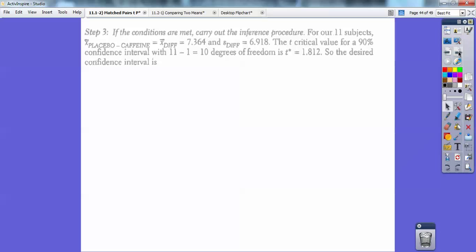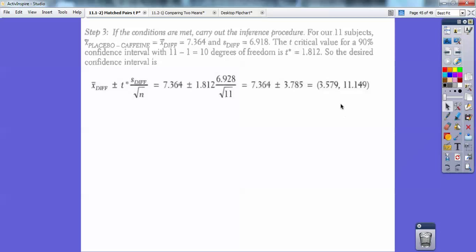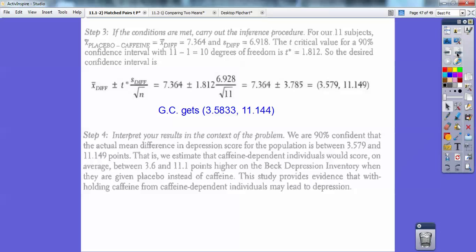And so here's our formula right there. We plug it all in and we get this interval right here. This is my 90% interval. On the graphing calculator, you just go to stats, test, and then scroll down to number 8 and do T interval, and it was a 90%. So you do 90% and then calculate, and you should get that right there when you plug those numbers in. Alrighty, and then we're going to interpret these results.